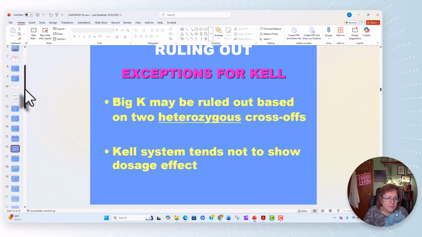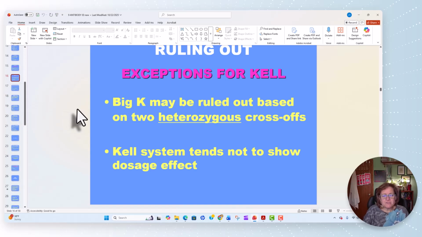So, exceptions for Kel. Big K may be ruled out based on 2 heterozygous cross-offs. The reason is it's really not likely to find a big K homozygous cell, because 99.9% of the population has little k. So to find a big K homozygous cell would be almost impossible. So big K we can rule out based on 2 heterozygous cross-offs. The Kel system does not tend to show dosage effect anyway, so we're okay there.